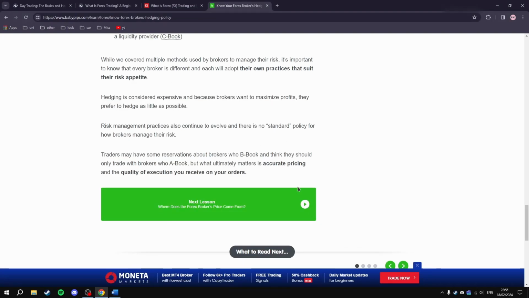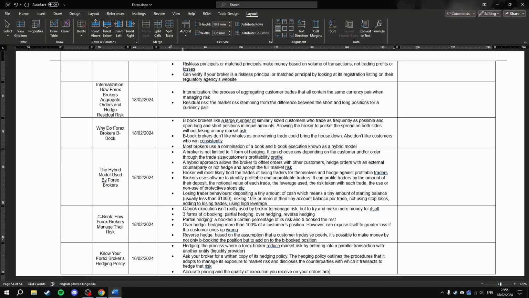Accurate pricing and the quality of execution you receive on your orders are very important factors.